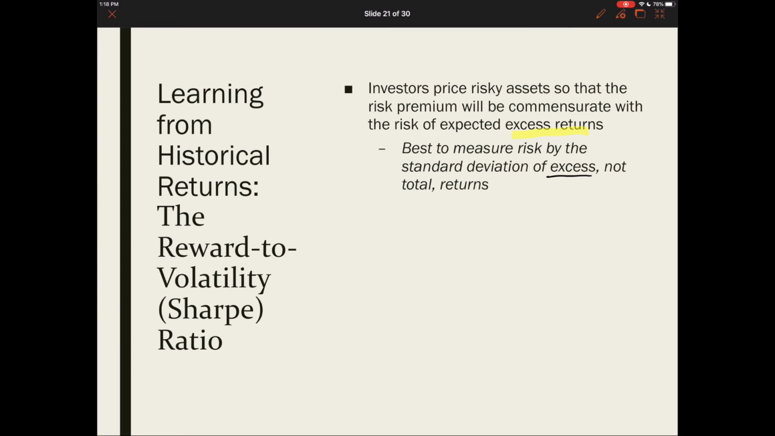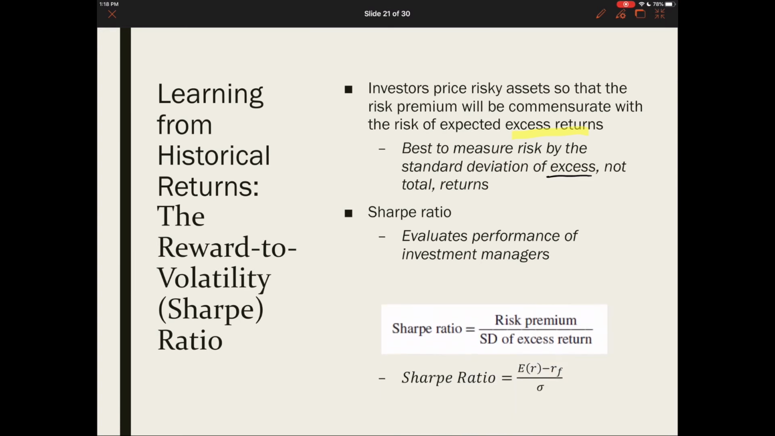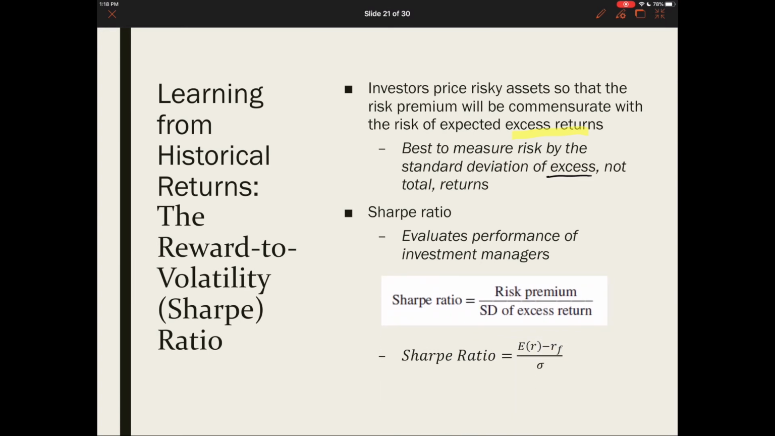And what it does is it introduces a new thing called a Sharpe ratio. This is widely used to evaluate performance of investment managers, and to calculate it, it is the risk premium, the excess, divided by the standard deviation of those excess returns. So to calculate it, you take the expected return minus the risk-free rate, and you divide it by the standard deviation. So what is a good Sharpe ratio that will indicate a high degree of expected return for a relatively low amount of risk?